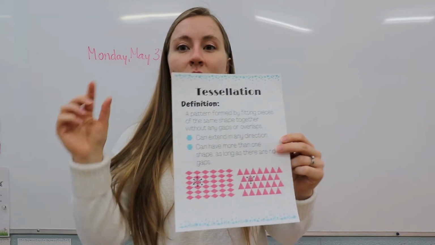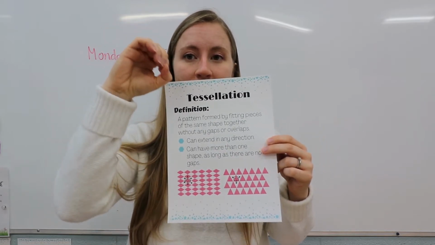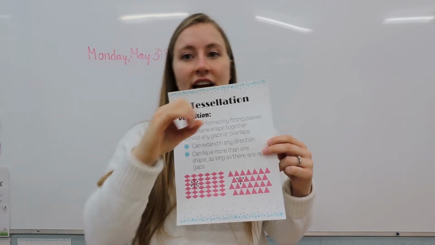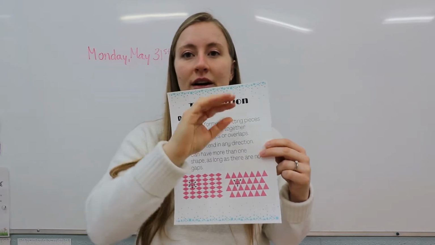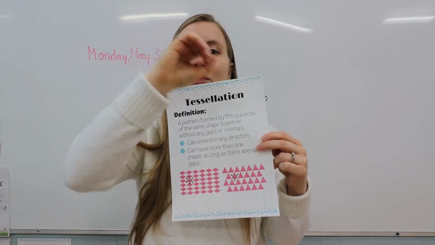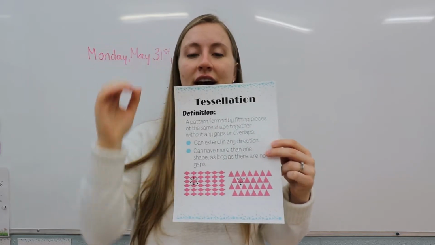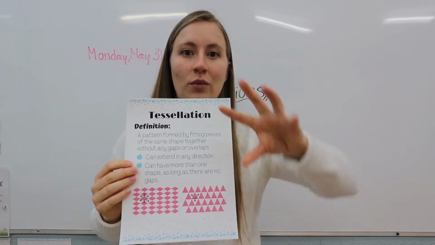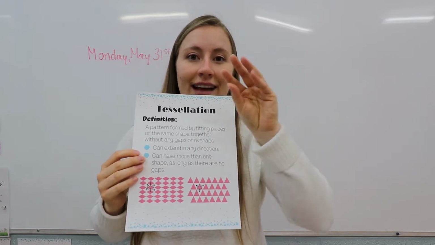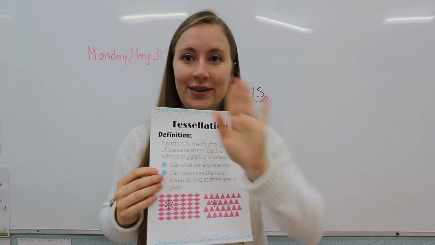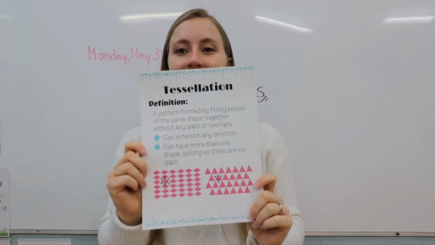Okay, so what we're doing is we're taking one shape, one form, and we're rotating it or sliding or flipping it over if you need to, but we're moving it around so that it fits together in one ungapped form, okay? So that is what a tessellation is.